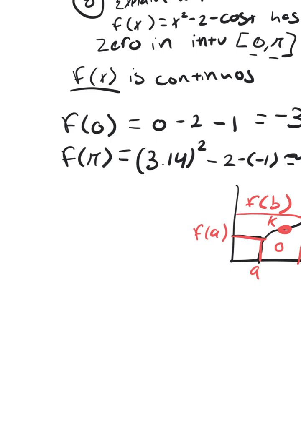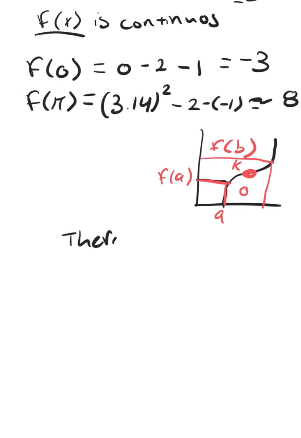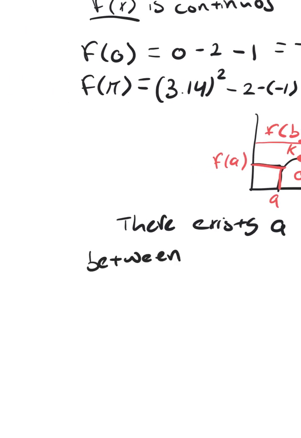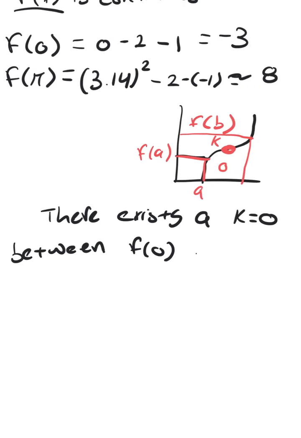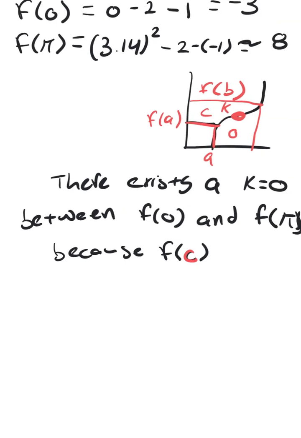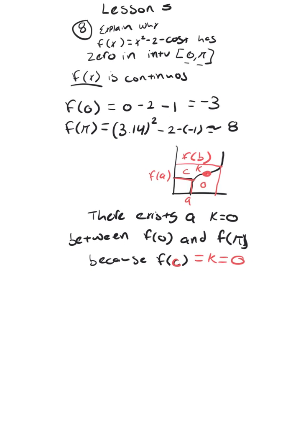So since we apply the intermediate value theorem, there exists a k equals 0 between f of 0 and f of pi, because f of c, which is this, hold on, equals k, which also equals 0. And that is the solution.